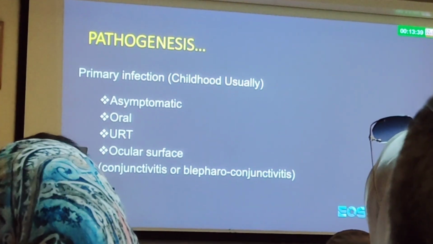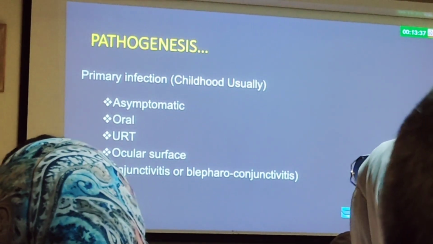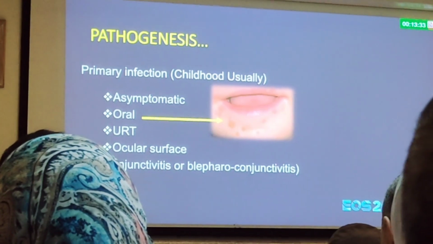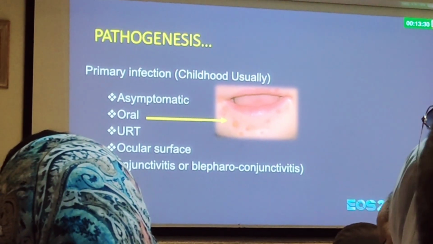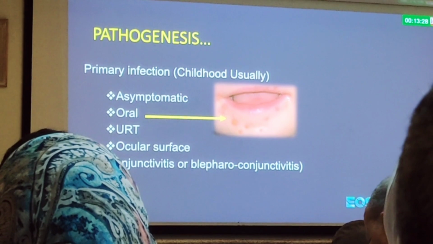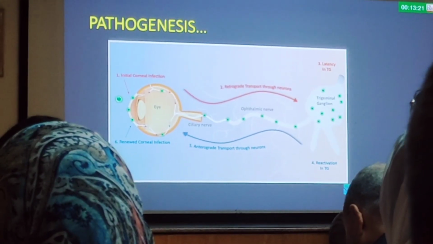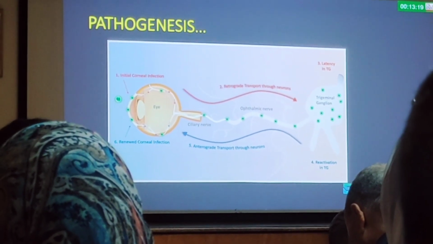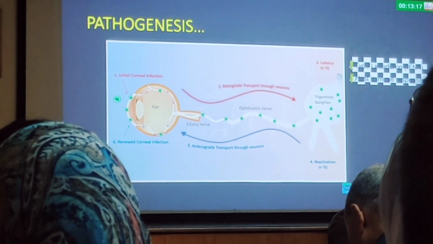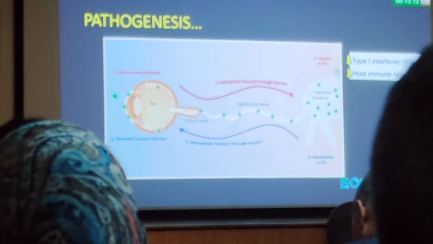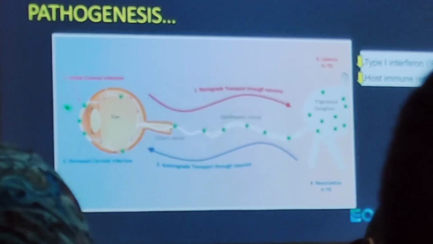The infection starts primarily during childhood, and it's commonly asymptomatic but may be associated with oral vesicles, upper respiratory tract manifestations, and ocular surface involvement in the form of conjunctivitis and peripheral keratitis. After that, the virus moves retrograde through the sensory nerves to reach the trigeminal ganglion, at which it inhibits the host immune response through different mechanisms, mainly through inhibition of type 1 interferon, to achieve a state of latency.